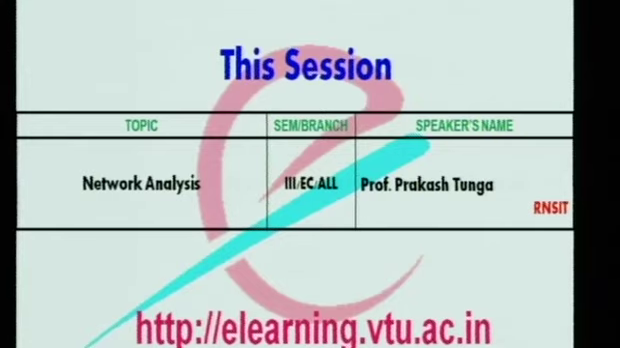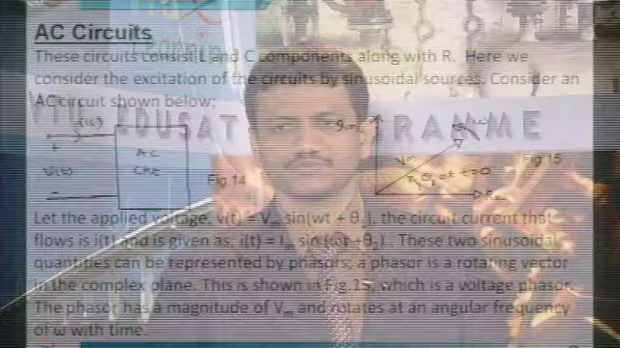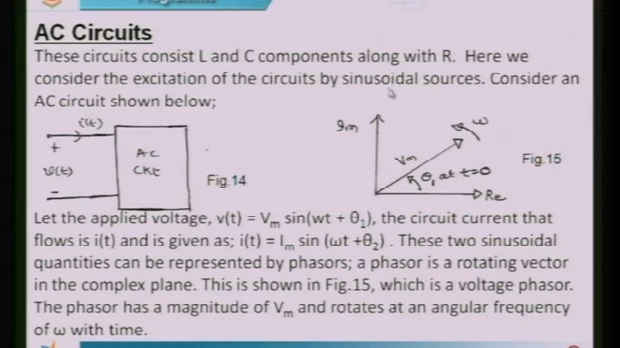These circuits, as you may be observing, consist of L and C components along with R, that is the resistance. Here we consider the excitation of the circuits by sinusoidal sources, and whatever AC sources we are considering are only sinusoidal sources.